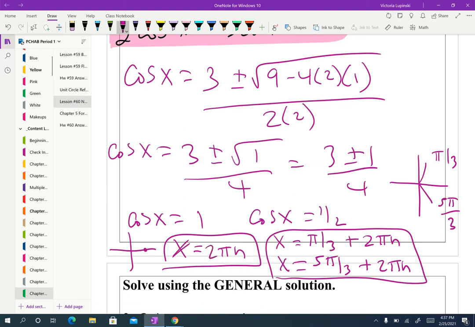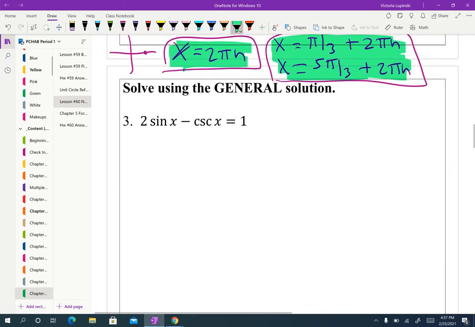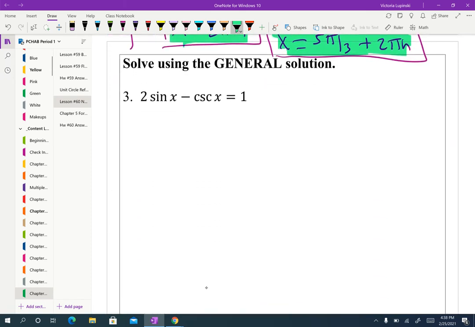x equals 2 pi n, and then pi over 3 plus 2 pi n, and 5 pi over 3 plus 2 pi n. So you do have to have all of these equations in order to get all of the solutions. All right, so here in number 3, we're going to be trying a different technique, but we're again going to be doing the general solution.